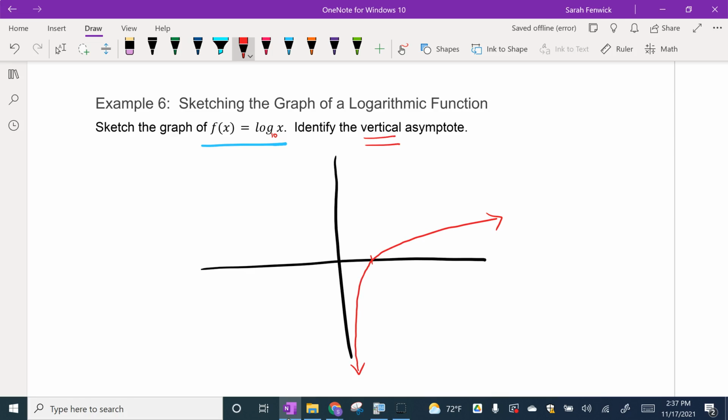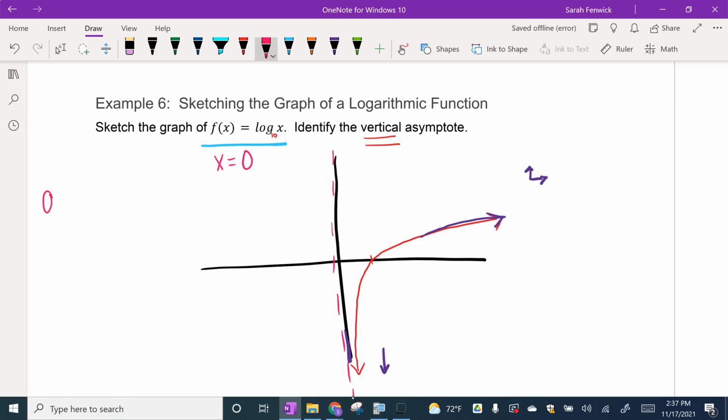This has a vertical asymptote. A lot of times people think that the right-hand side is going to have an asymptote, but this is going to keep going up and to the right. This is going to go down, and it's going to try to approach the axis. It's not going to go across. So what we have is a vertical asymptote right here at x equals 0.